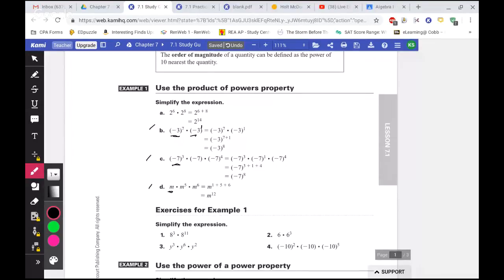On C, there's that understood 1 there, so you add 3, 1, and 4. Your final answer is 8, because 3 plus 1 plus 4 is 8. And on D, the bases are the same. Yes, it's a letter, but the bases are the same. So you add 1, 5, and 6 to get 12. That's not too bad. Easy, right?